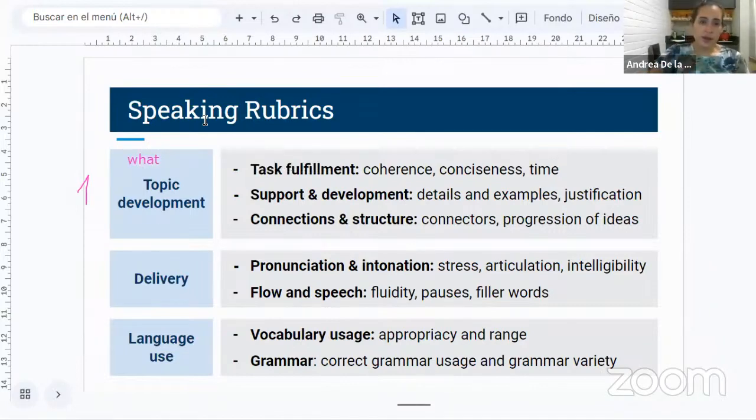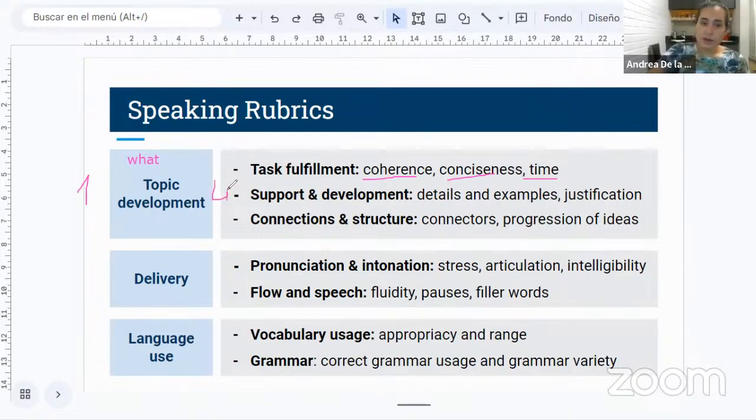So that means when you're answering the question, does it make sense? What you're saying, like, is it nonsense? Does it make sense? Is it coherent? Are you actually answering the question they asked? Or are you going off topic, talking about something else? Is it concise, or are you being redundant and repeating the same idea over and over again? Are you managing your time correctly? Maybe you run out of time. Maybe you're spending too much time on something that is not so relevant. So how are you using your time? How are you managing it?